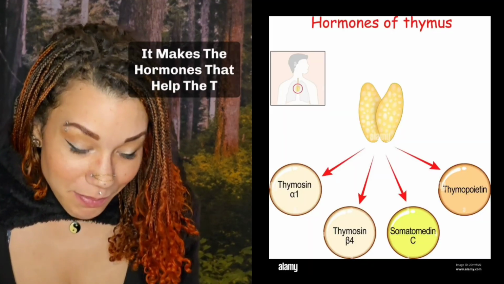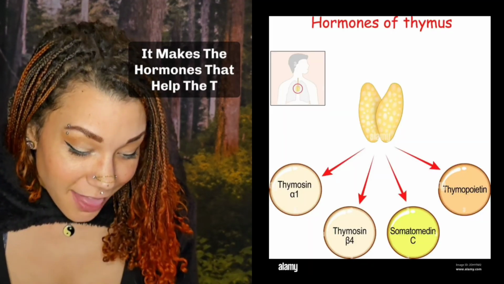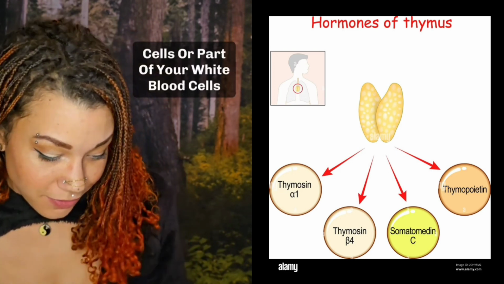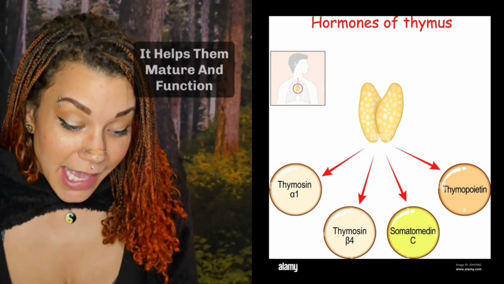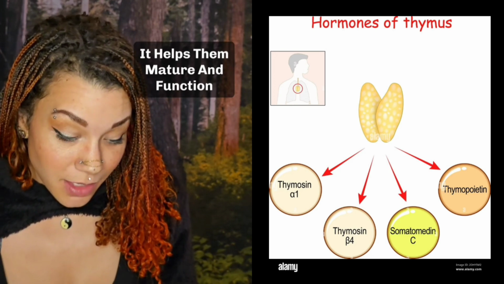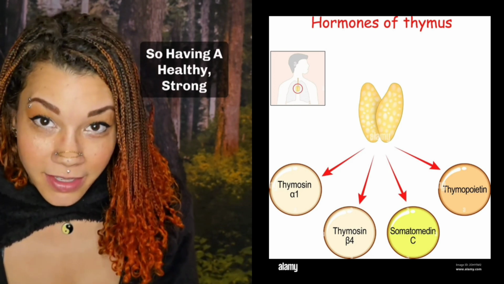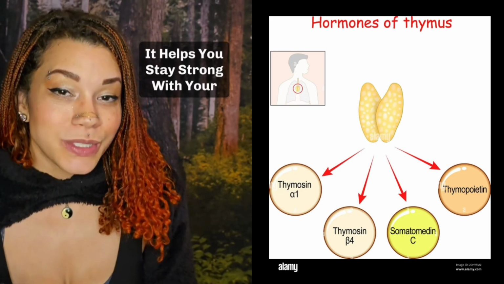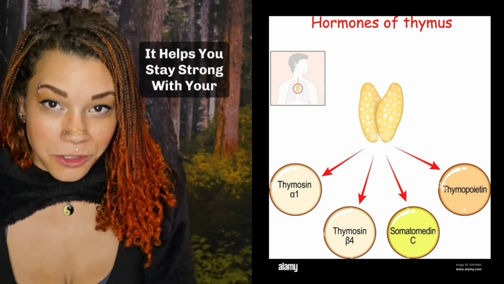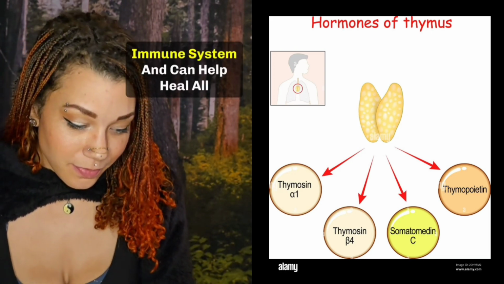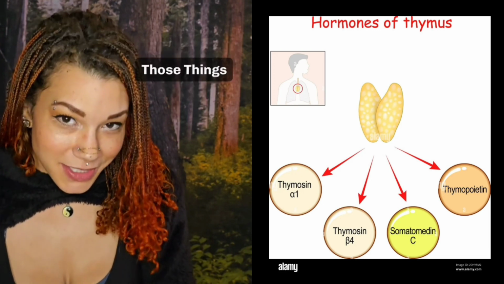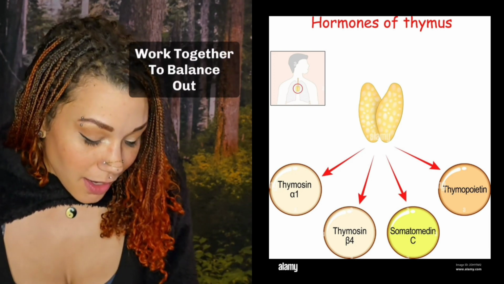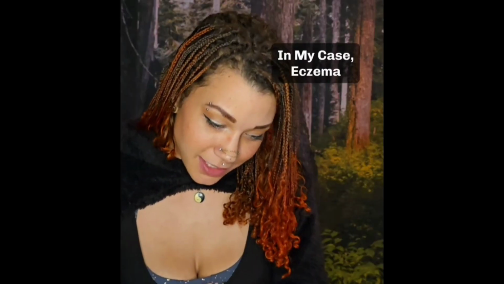Thymus. It makes the hormones that help the T cells, which are part of your white blood cells, mature and function. So having a healthy, strong, balanced thymus helps you stay strong with your immune system and can help heal all those things. So your thymus and your thyroid work together to balance out, in my case, eczema.